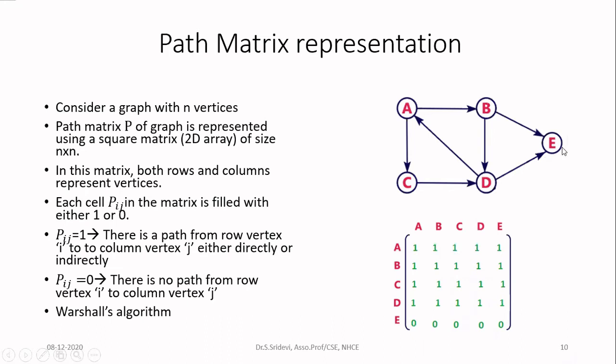Now let us focus on the node E. From E, I cannot go to any other node because there is no outgoing edge with respect to E. If there is an outgoing edge, then only from that node you can go to other nodes. Since there is no outgoing edge here, you cannot reach any node from E. So you take the row of E, and since you cannot reach any other node, you will write 0. So this is how we are going to construct the path matrix.